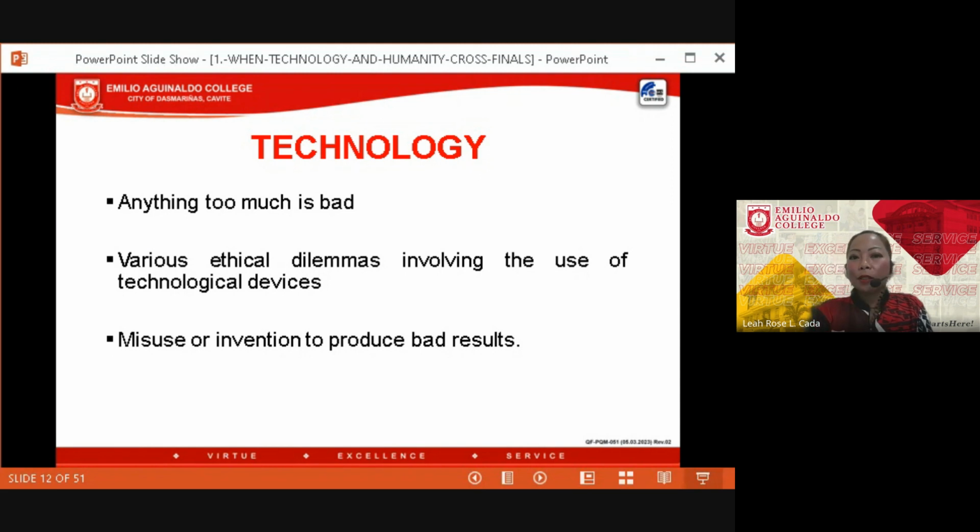Now, what are some of the ethical dilemmas involved in using technological devices? One question I would always ask my students is, at what age did you start to use devices? Okay, some of them mentioned 8, some of them 10, yung iba naman 12. One mentioned 16 years. Okay, so well, the people using technology are actually getting younger and younger.